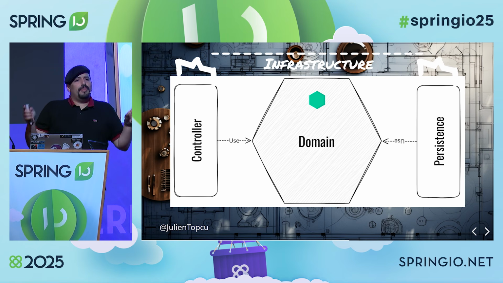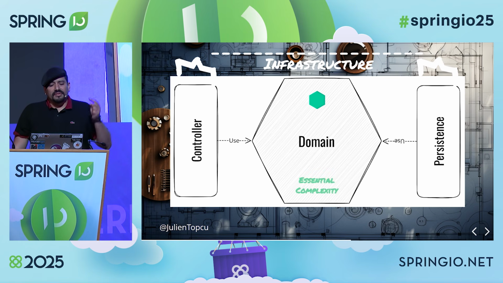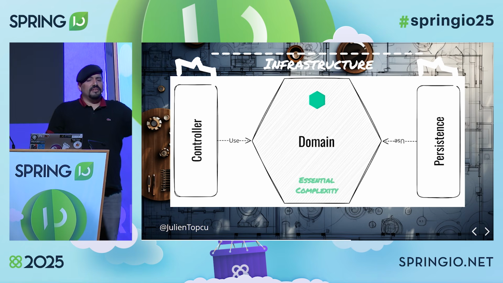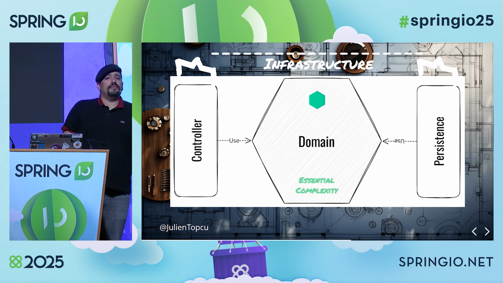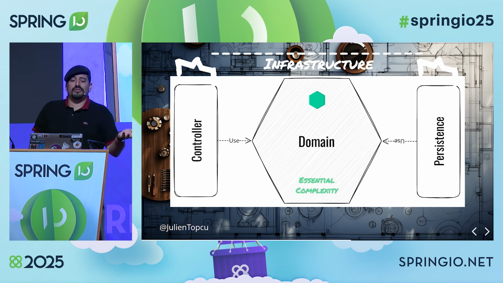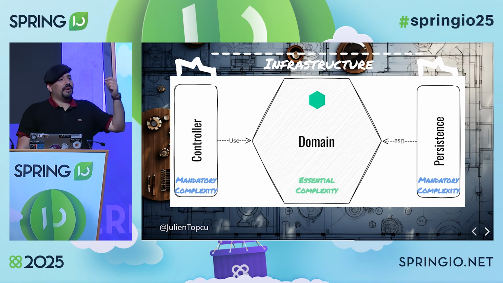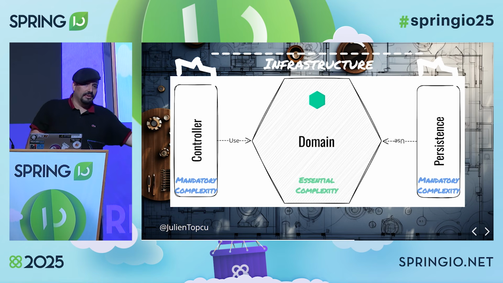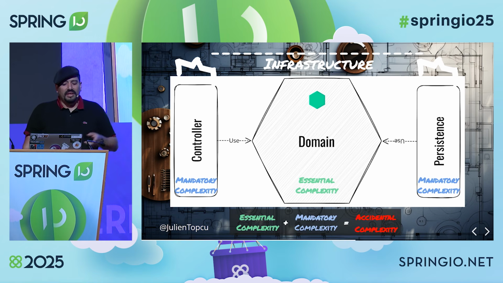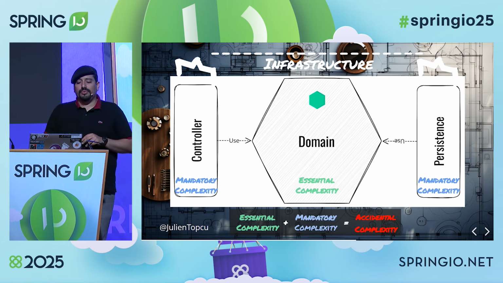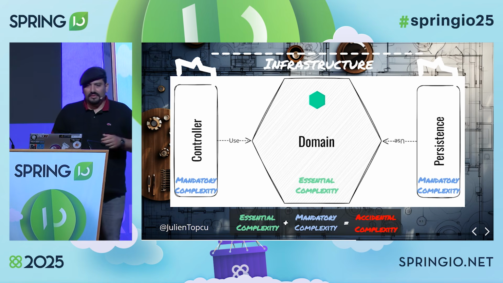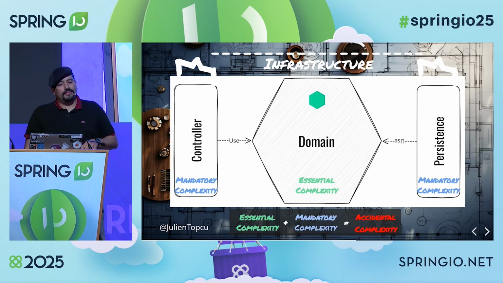So here you have a better management of software complexity, because inside the domain we have what we call the essential complexity. This is the reason for being of your application, the business logic, and outside we have the mandatory complexity, which is all the technical layers that are required to make that business logic happen. And keep in mind that if you mix all the things together, you're creating what we call accidental complexity that sometimes you call technical debt. It's mainly the same thing.